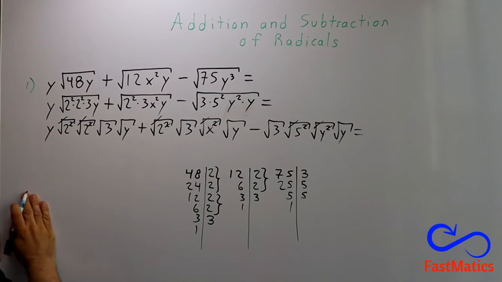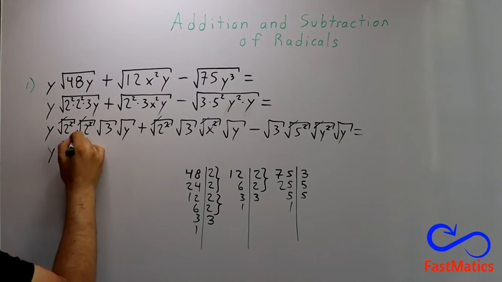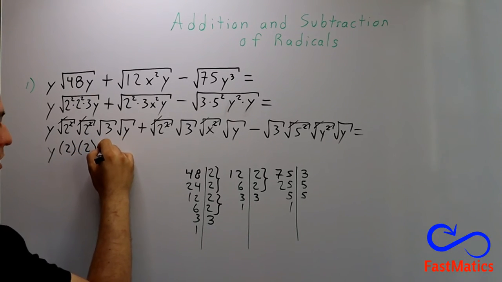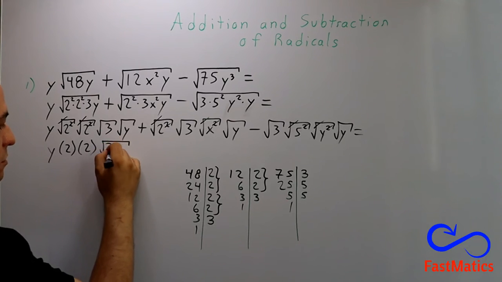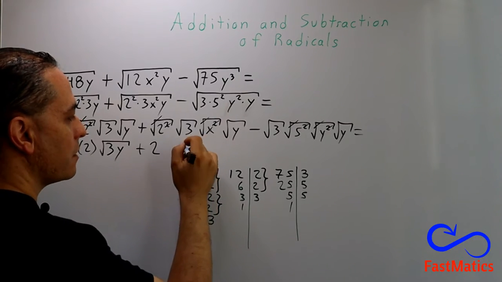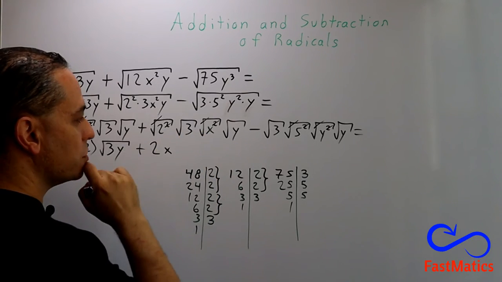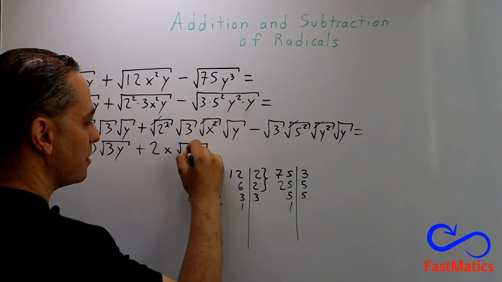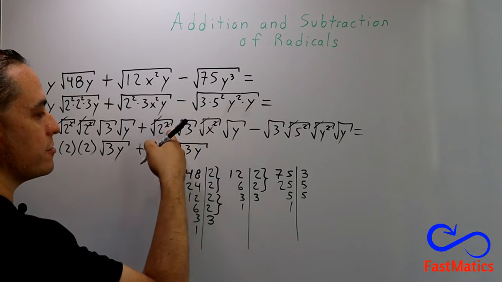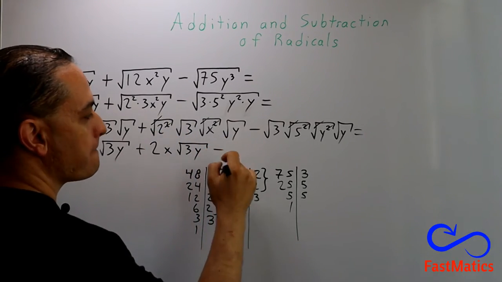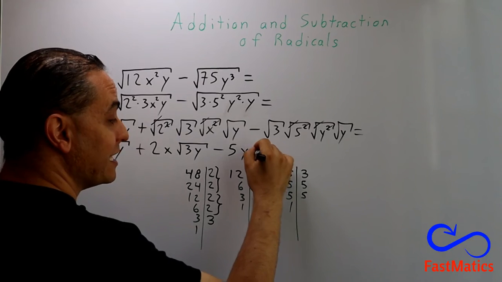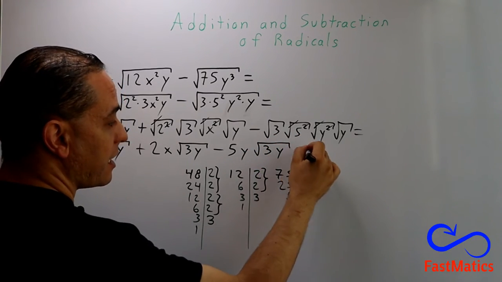So you have here y times 2 times 2, and square root of 3 and square root of y, you can write it into the same root. After that, the 2 is outside the root, the x outside the root, but the 3 and the y inside the root, because you cannot eliminate one exponent 1 with the square root. And finally, the 5 outside the root, the y outside the root, but the 3 and the y inside the same root. I can do that.